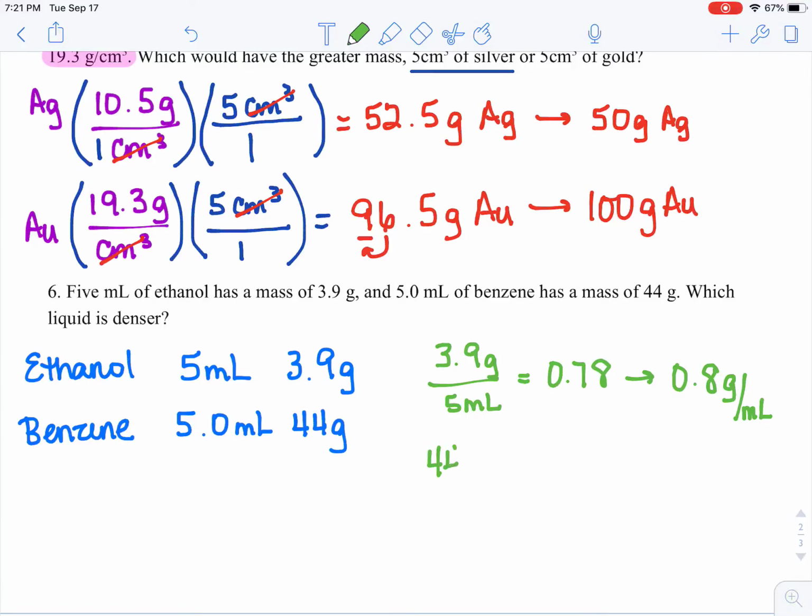Similarly, now we have 44 grams per 5.0 milliliters. Looks like we're going to have a different type of significant figure situation happening here. We're going to do 44 divided by 5. That's going to give me 8.8 grams per milliliter. My answer needs to be reported to two significant figures, so that works out well. And the answer to the question of which liquid is denser is benzene.